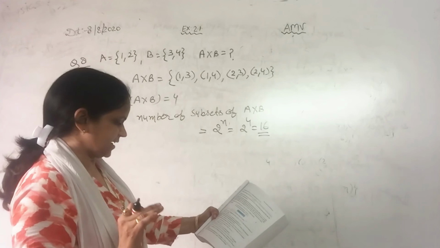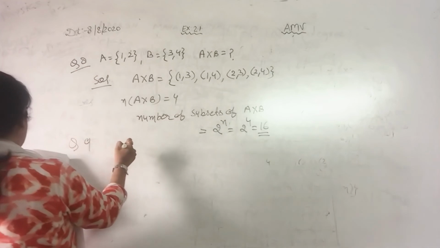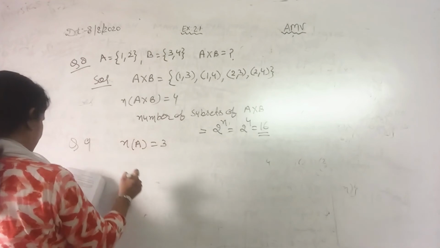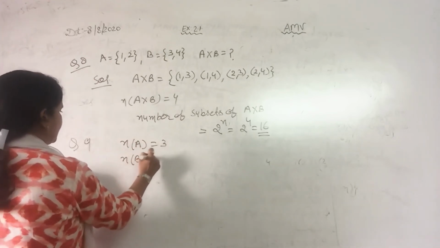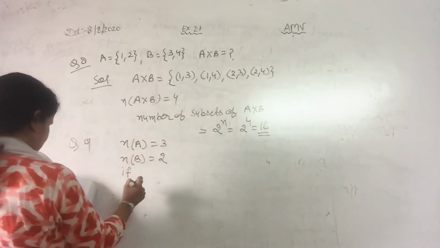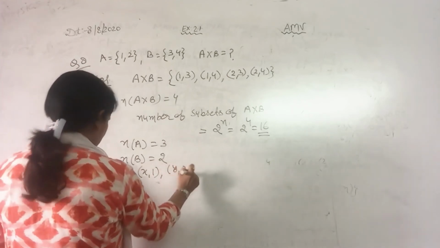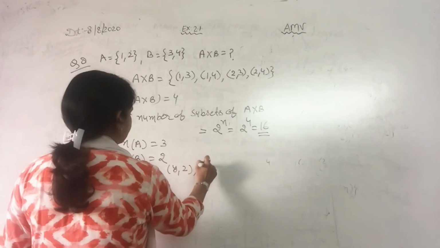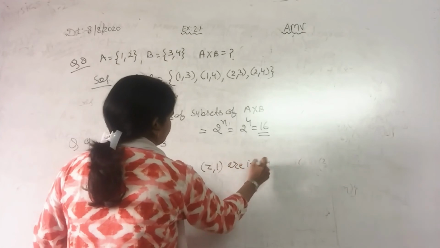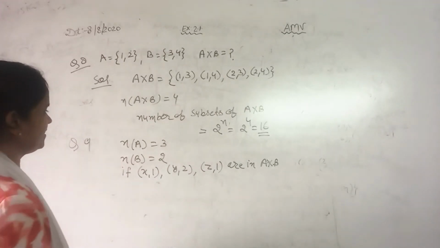Next is, let A and B be two sets such that, question number 9. Here, students, given n(A) is 3, and n(B) is given as 2, and it is given that (x, 1), (y, 2) and (z, 1) are in Cartesian product AB. Okay, find A and B.